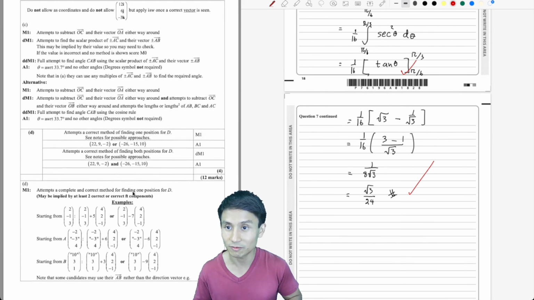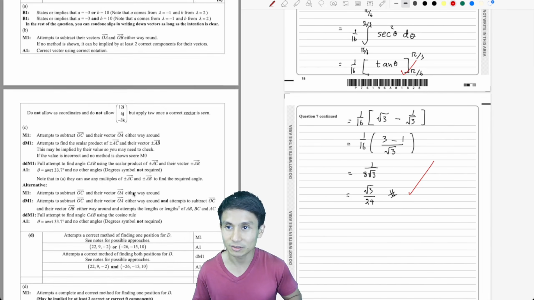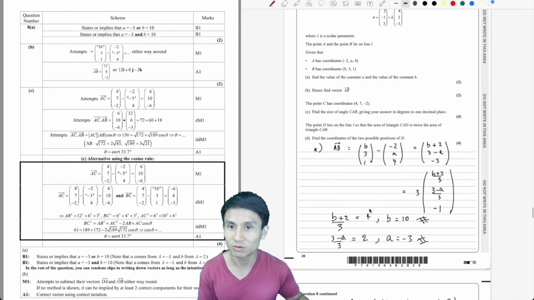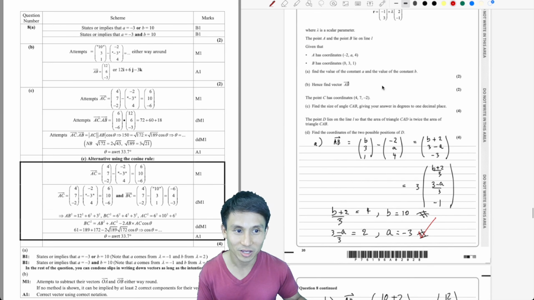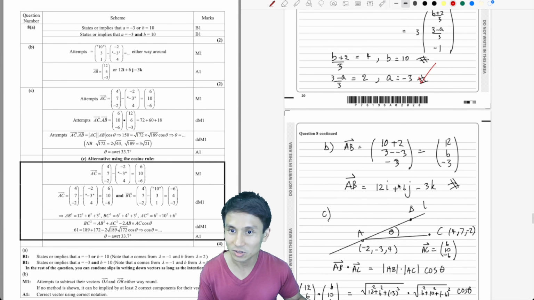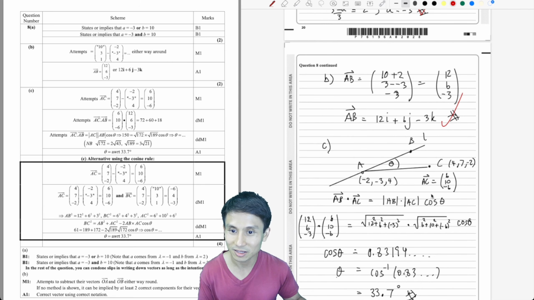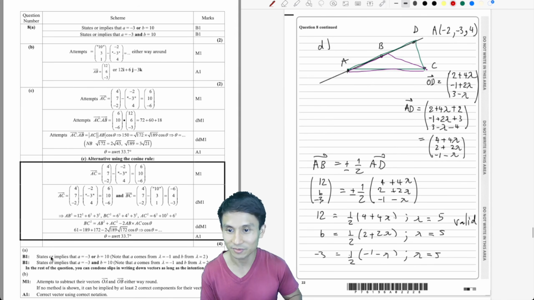That was quite fine. Vectors. Okay. See if I nailed vectors this time, because I usually don't. Okay. B equals 10. Wait, what? A equals minus 3. All right, yeah. Here we go. So A and B, done. B, 12, 6 minus 3k. Nailed it. C, yep, the angle, nailed it.